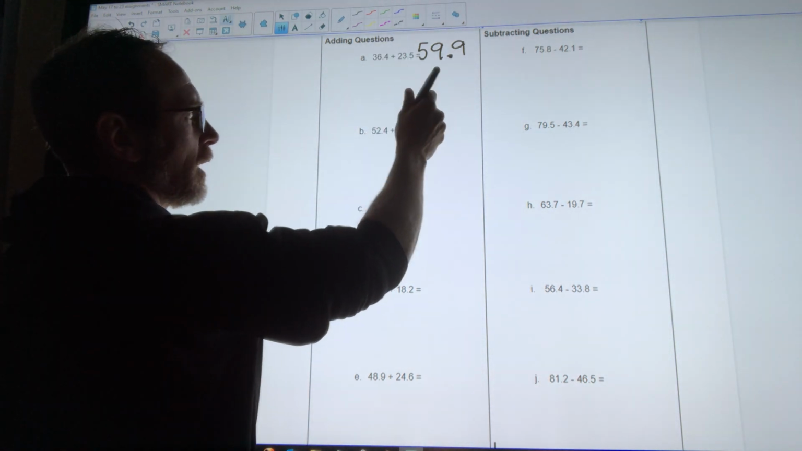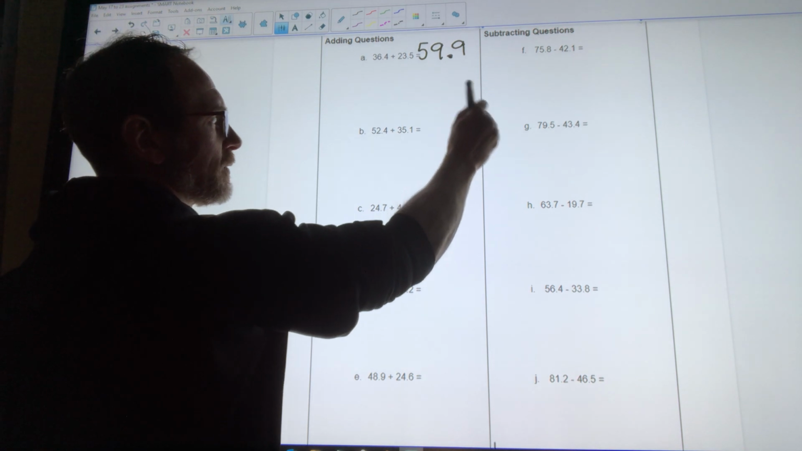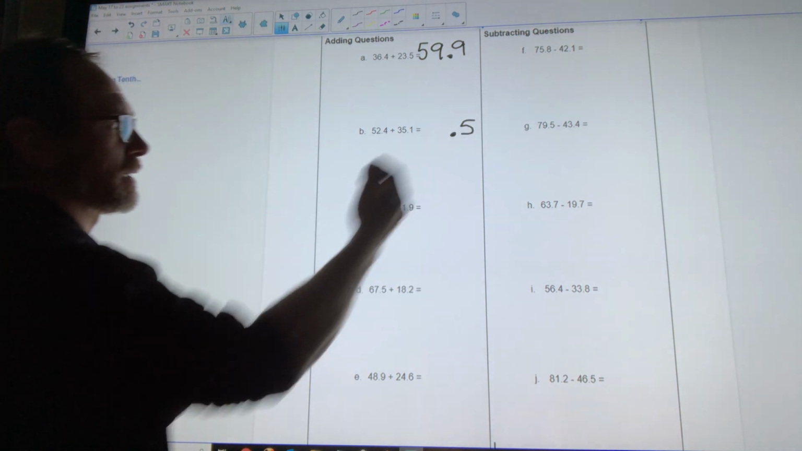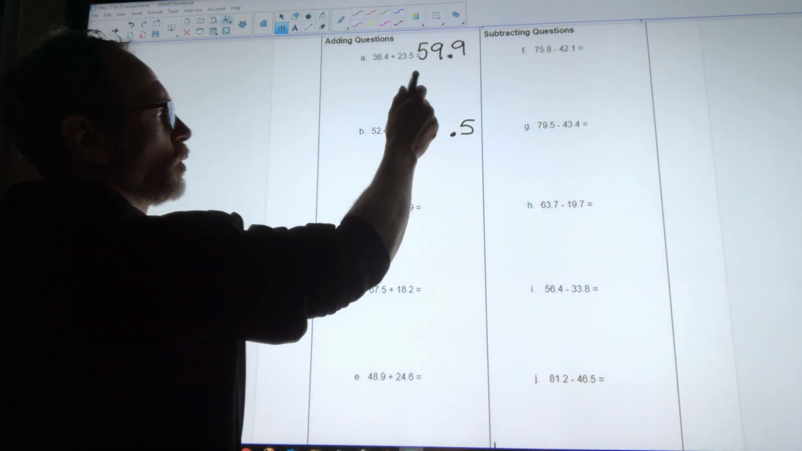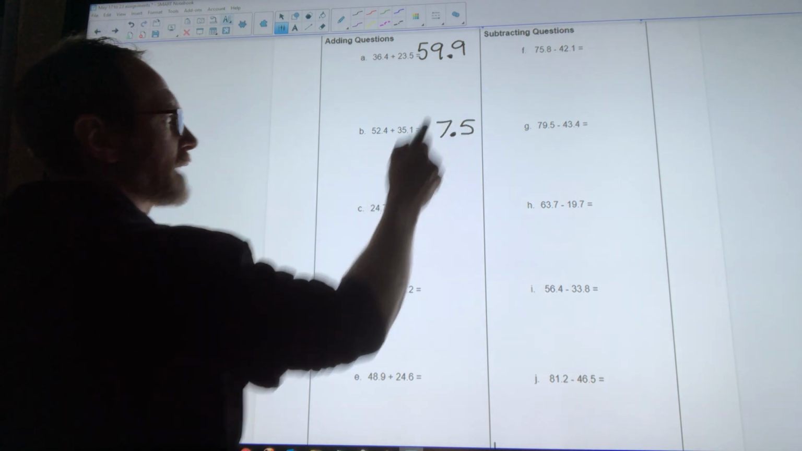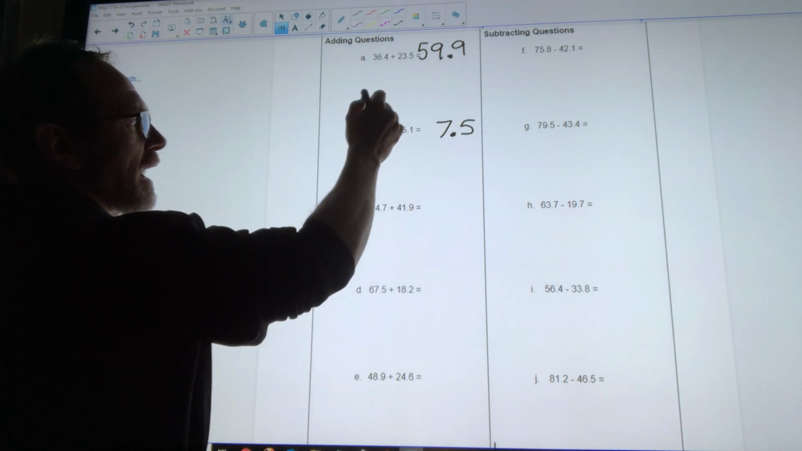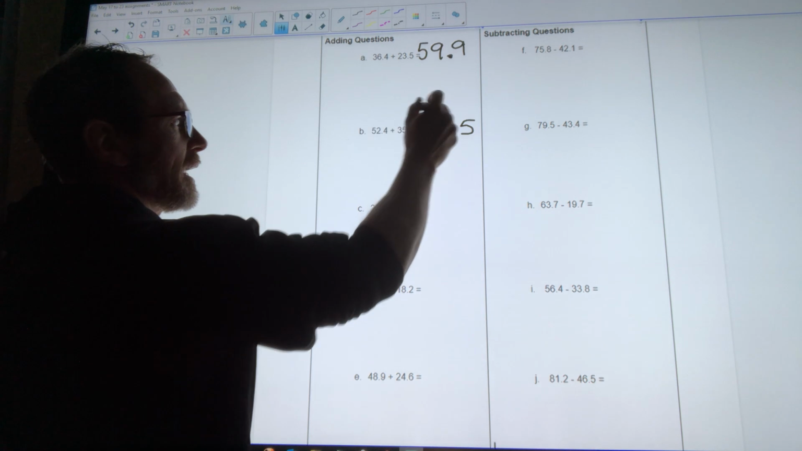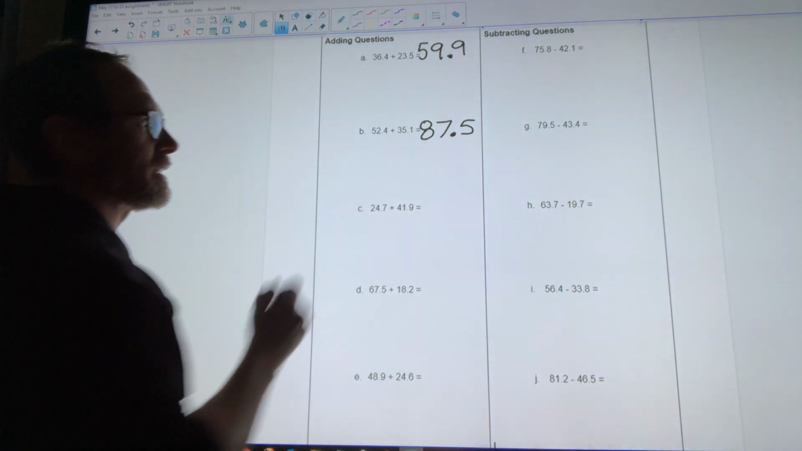For B, I have in the tenths place, 4 plus 1, which is 5. I'm going to put the decimal here because that's where the tenths is going to be. 2 ones plus 5 ones is 7. And 5 tens plus 3 tens is 8. 87.5.